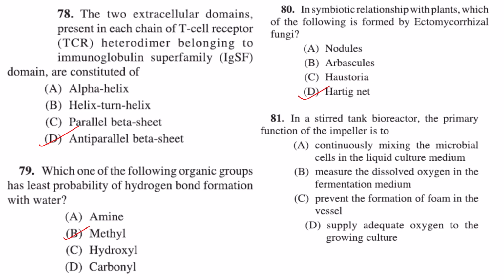In a stirred tank bioreactor, the primary function of impeller is. Okay, they have asked the primary function of impeller. Of course, it can be used for continual mixing of microbial cells in the liquid culture medium, but the primary function is to supply adequate oxygen to the growing culture. Answer is option D.